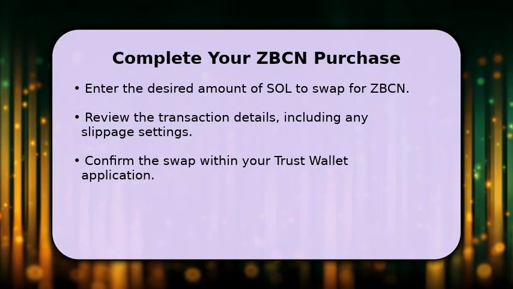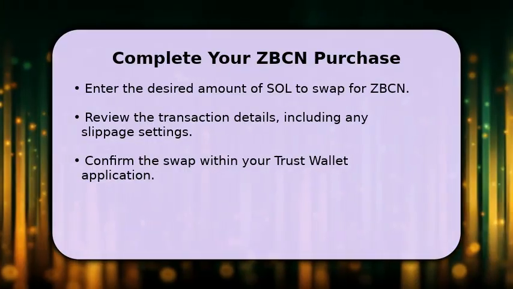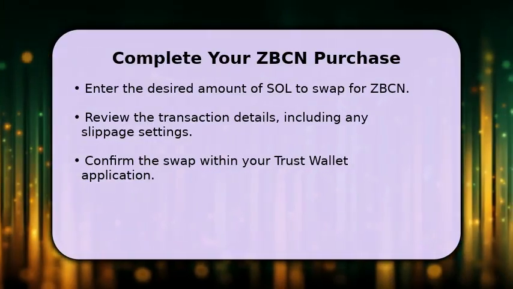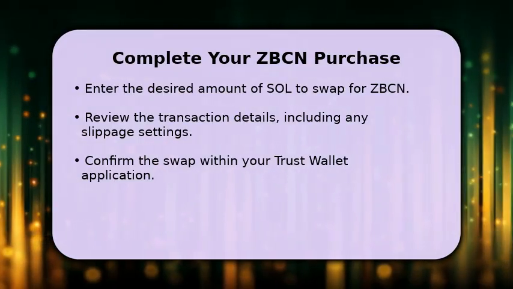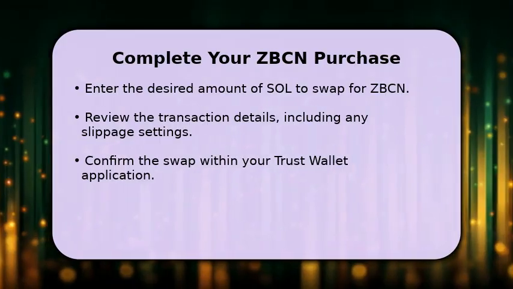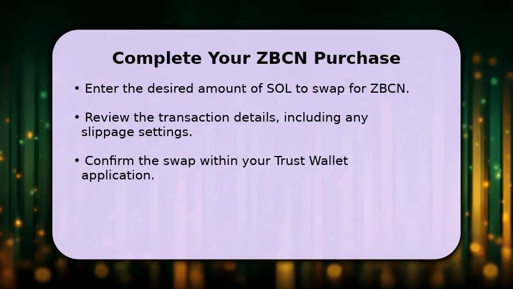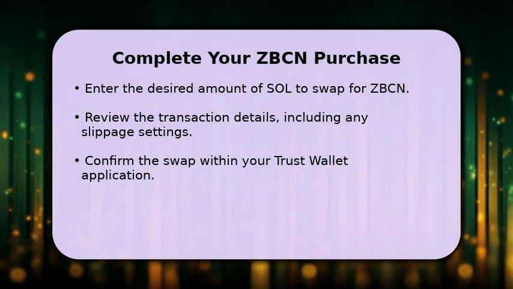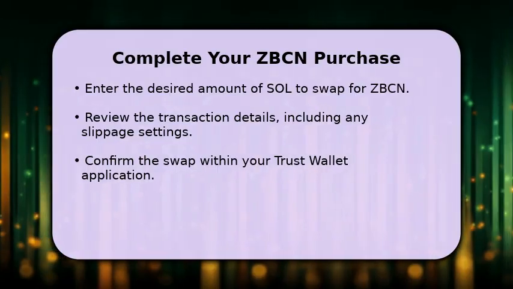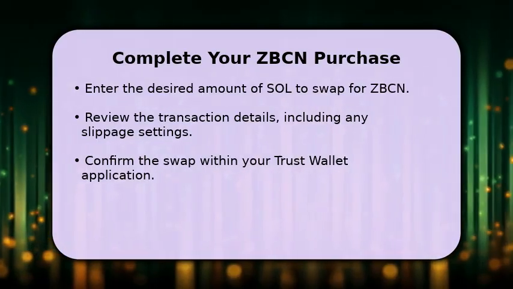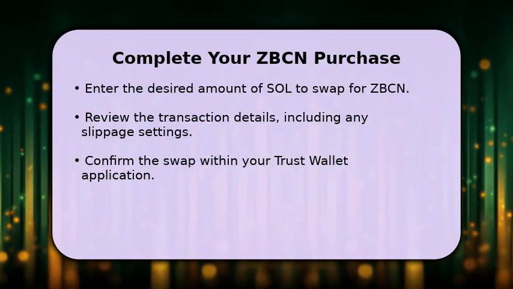With your wallet connected and the ZBCN token selected, enter the amount of Solana you wish to exchange. Carefully review all transaction details, paying attention to the estimated gas fees and any slippage tolerance. Once satisfied, confirm the swap within your Trust Wallet. After a few moments, your ZBCN tokens should appear in your wallet. Congratulations, you've successfully purchased ZBCN.